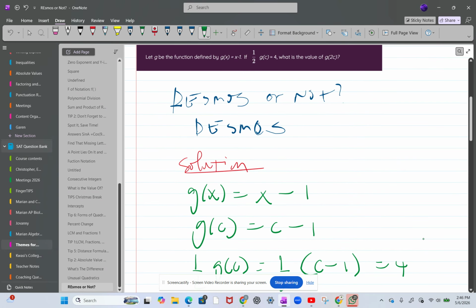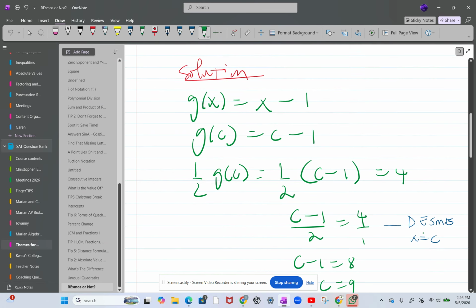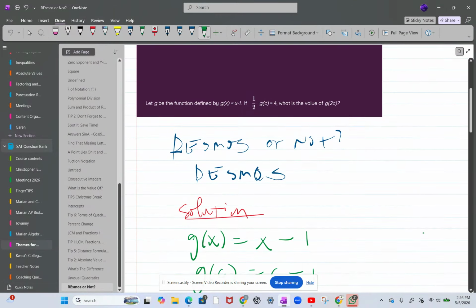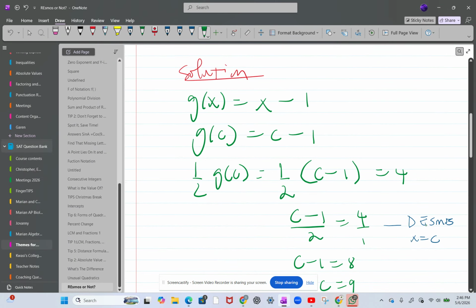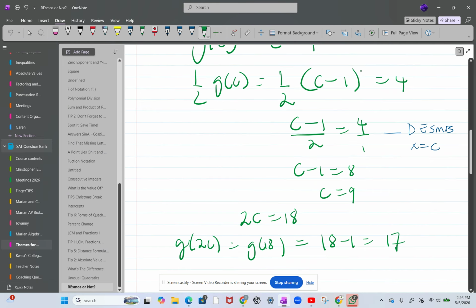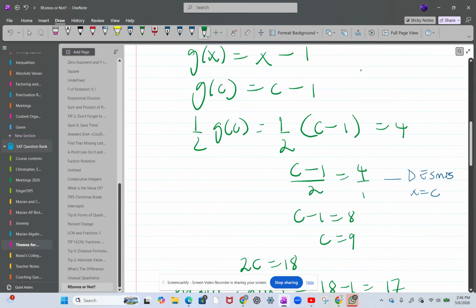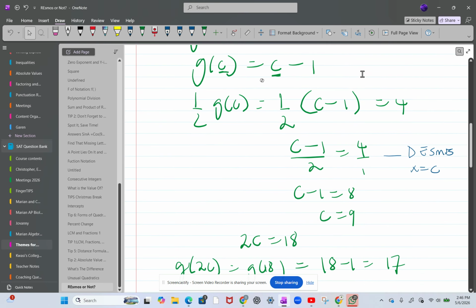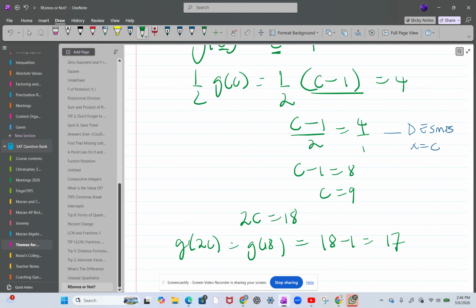So you're given g of x, and this is how it's defined. You're told g of half of g of c is equal to 4. First of all, how do you write g of c? Wherever there is x, put c, that's it. So half of g of c means half of this expression here equals 4.